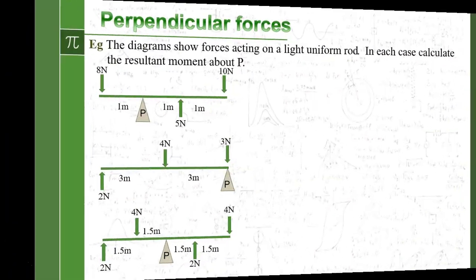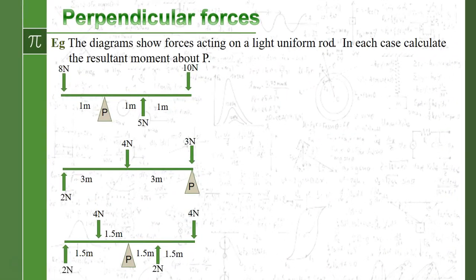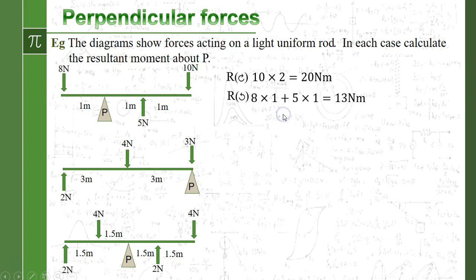Okay, so let's have a look at some simple examples where we can start thinking about clockwise and anti-clockwise moments. For this first one, let's start by considering our clockwise moments. We've clearly got our 10 Newton force. So force times distance, 10 times 2 is 20 Newton metres. And then the anti-clockwise moments: this one here is going to make it tip anti-clockwise, and this one here is also going to make it tip anti-clockwise.